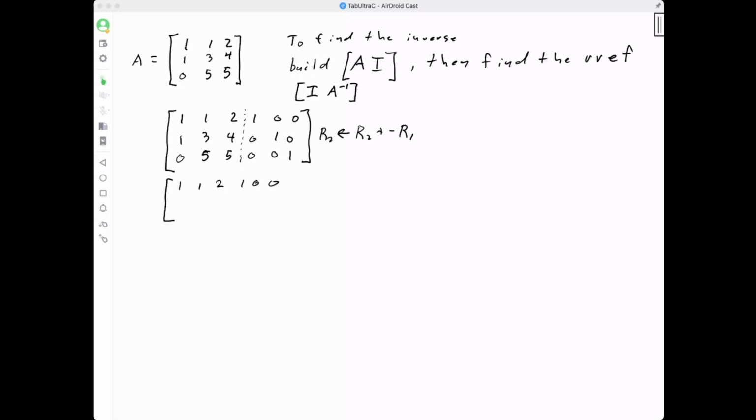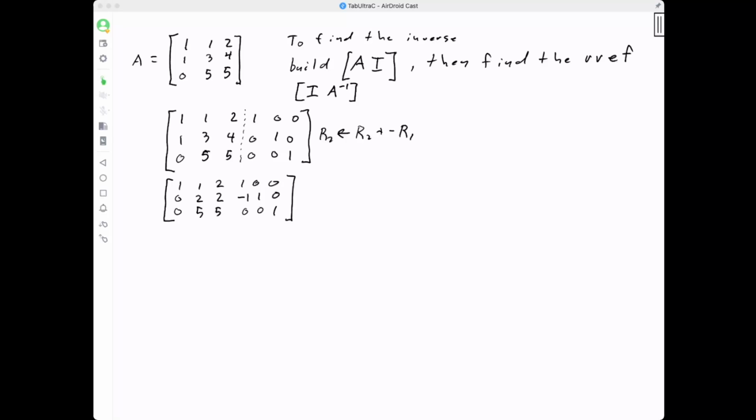And then I take negative 1 times that and add it to the second to get 0, 2, 2, 0, 1, 0. Let's be careful. That would be negative 1, 1, 0. And 0, 5, 5, 0, 0, 1. And I can already tell you I made a mistake because this matrix is not going to be invertible. But let's go ahead and keep going just so we can see what happens when the matrix is not invertible.